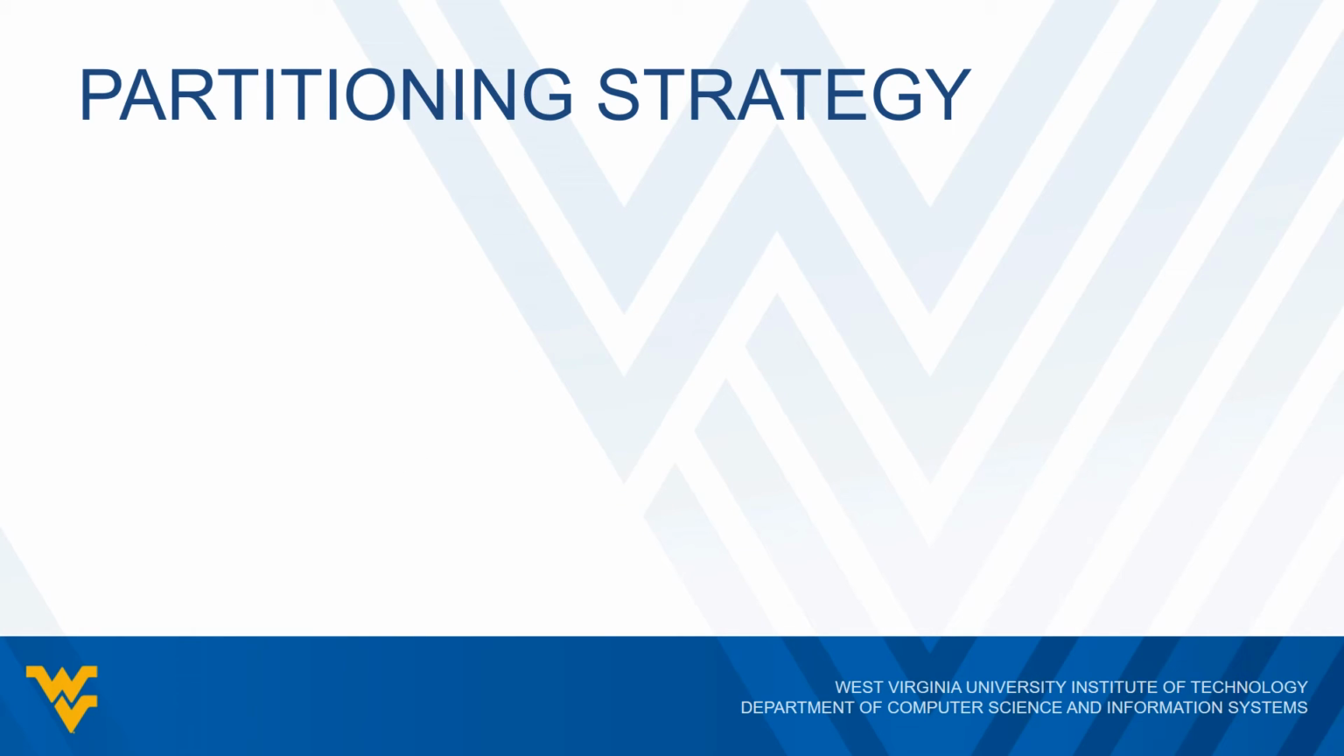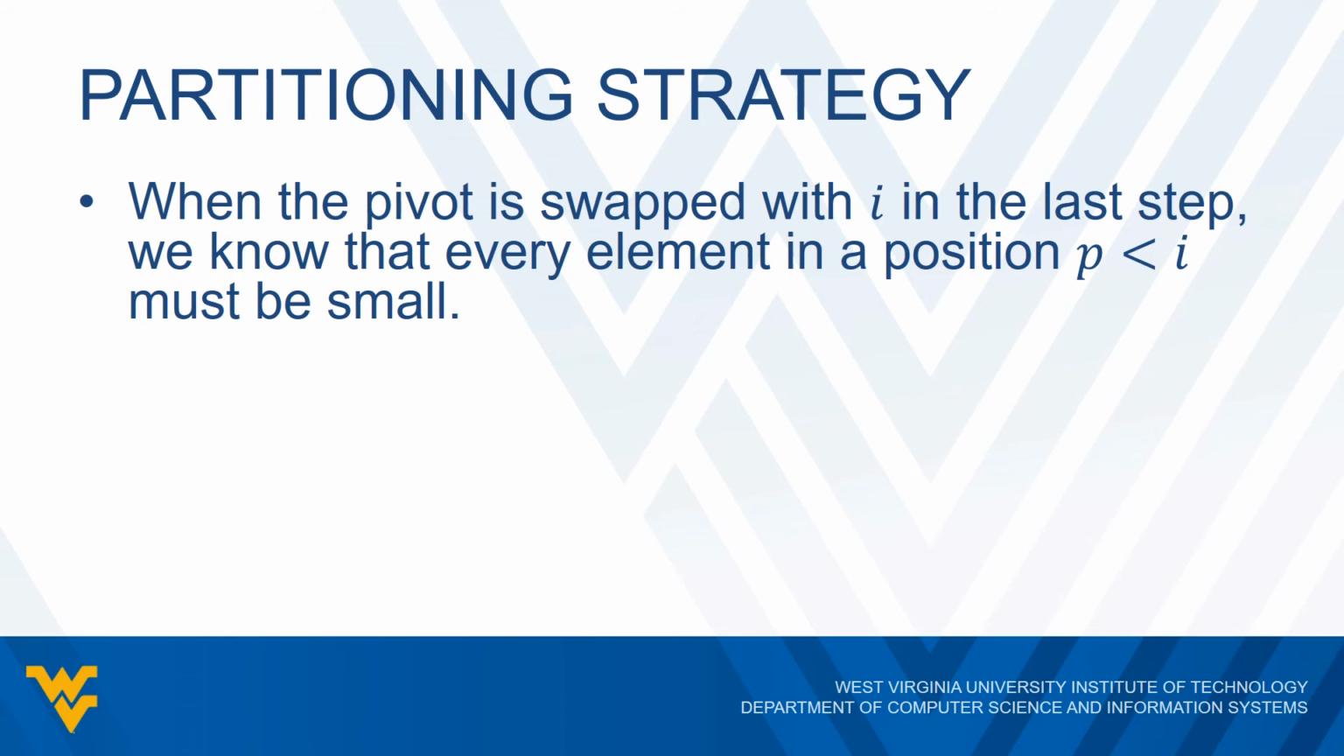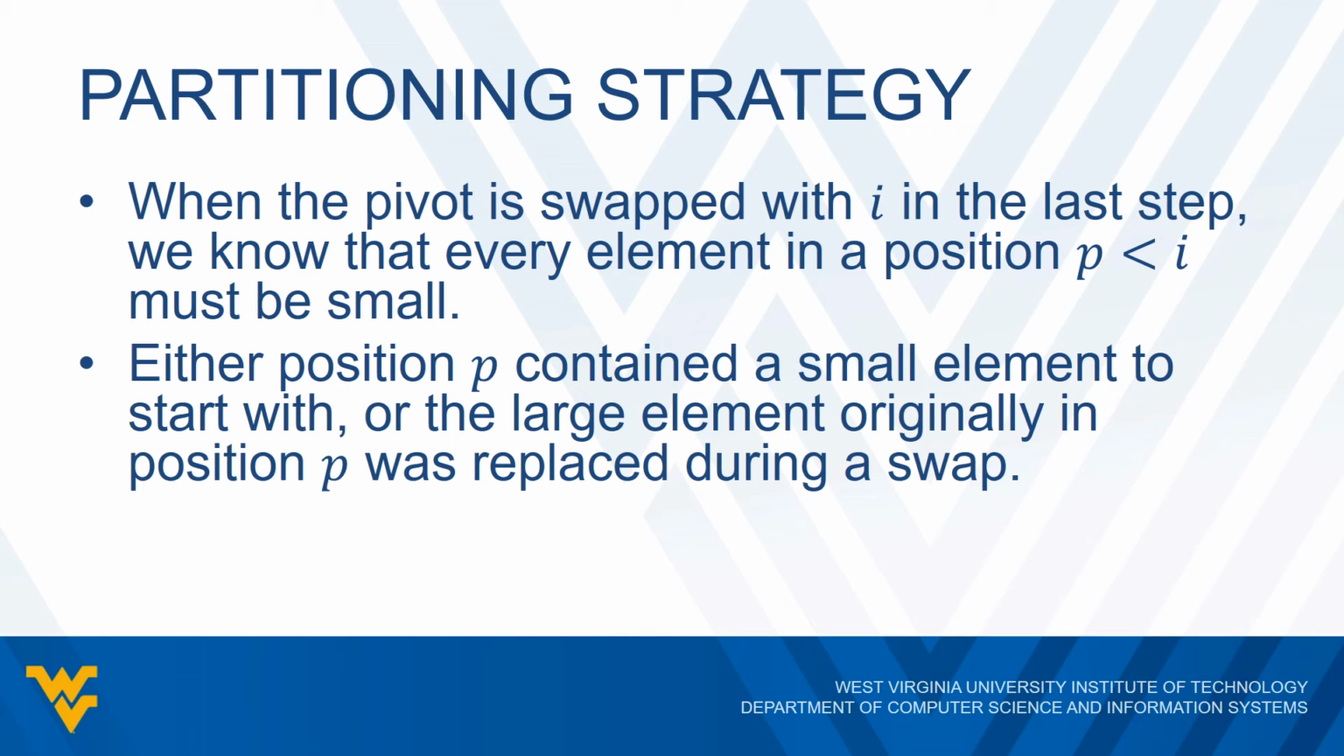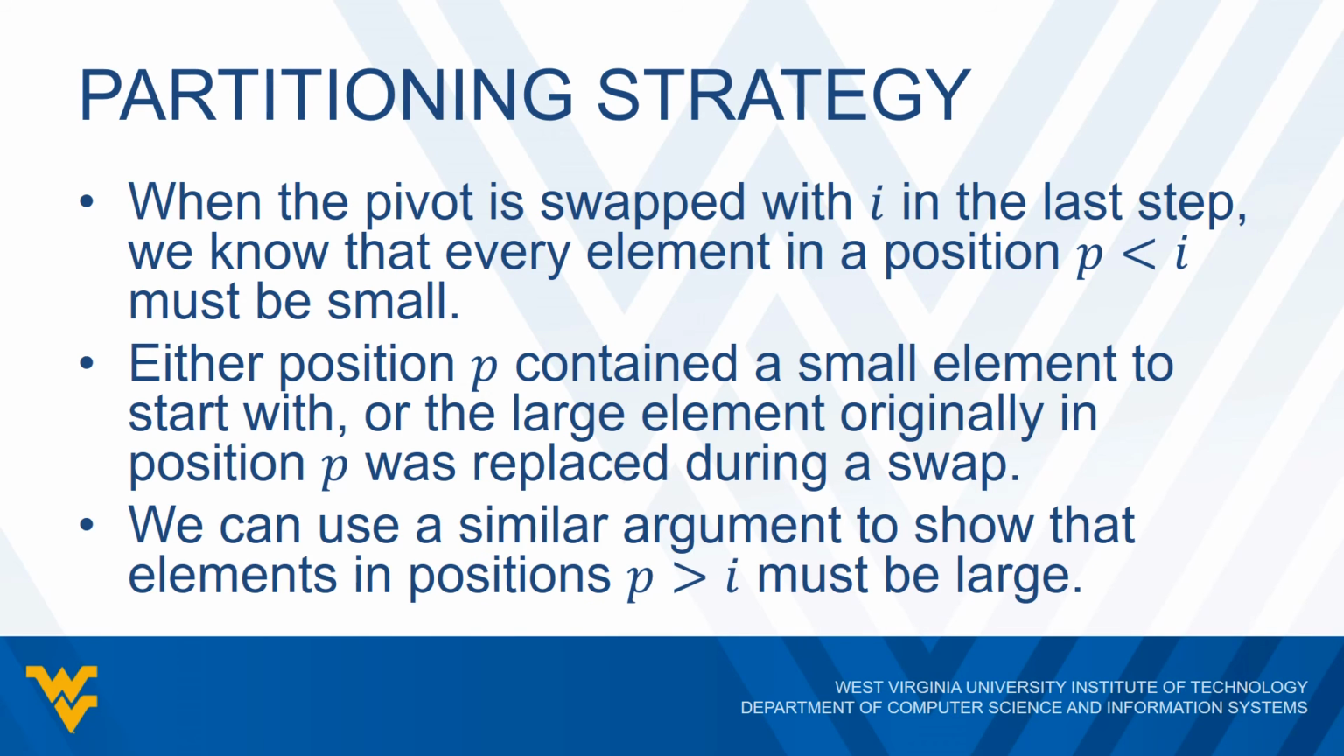Now, why does this work? Well, what we find is that after we swap the value of the pivot with whatever i was, we know that every element in a position that's less than i must be small. And this is because each element in this area either was a small element to begin with, which means when i went to it, it just skipped it, or the value of that element was large enough that it was swapped with an element that was smaller than the pivot. So everything before i has to be smaller than the pivot. And we can use a similar argument to show that every position after i must be larger than the pivot.